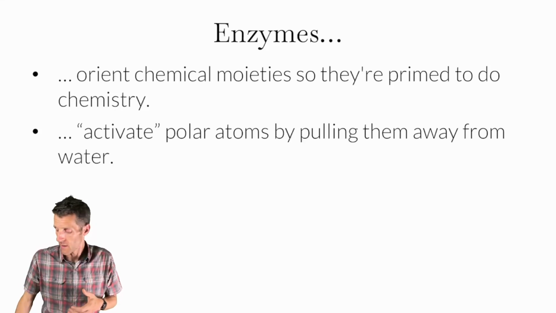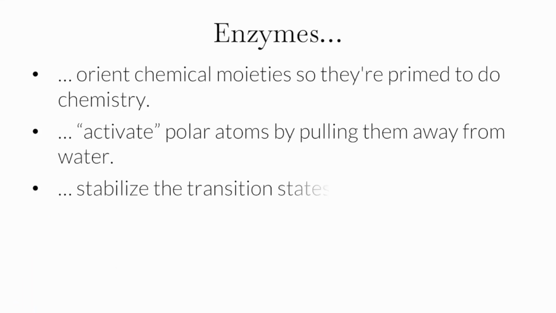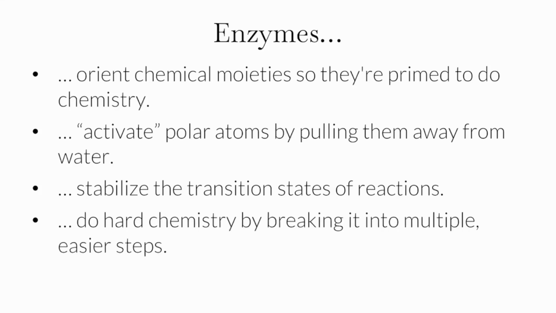Things like that happen in active sites, and that allows the active site to be primed to do interesting chemistry. They stabilize the transition states of reactions, so they find new bonds that bind to transition states. And then the other thing that happens in active sites is they do hard chemistry by breaking it into multiple steps. So instead of one single large energy barrier, there's a bunch of small energy barriers that the substrate has to go over on the way to product.